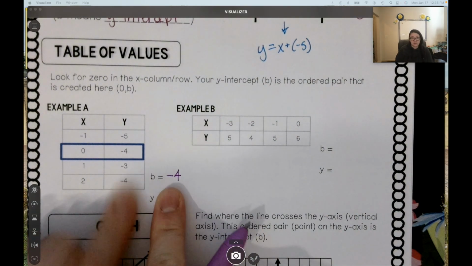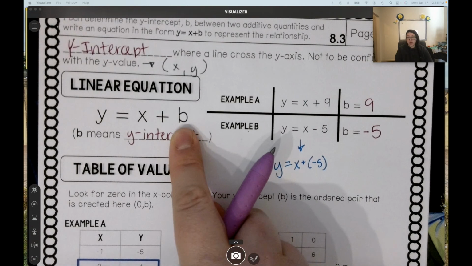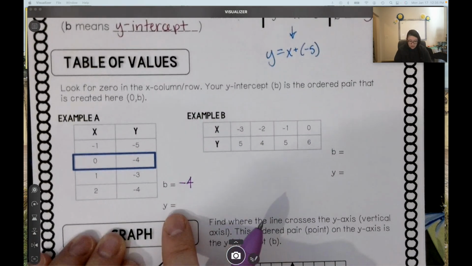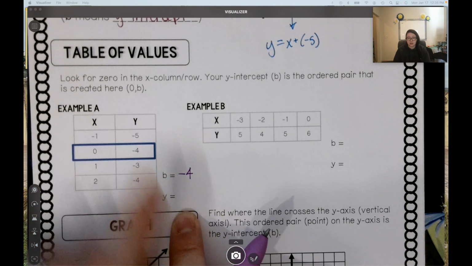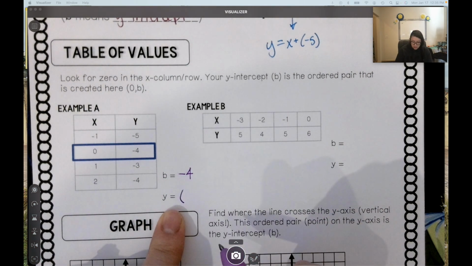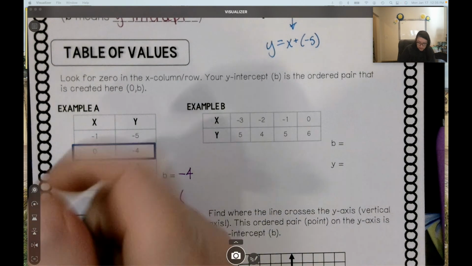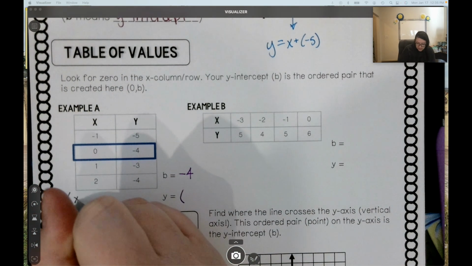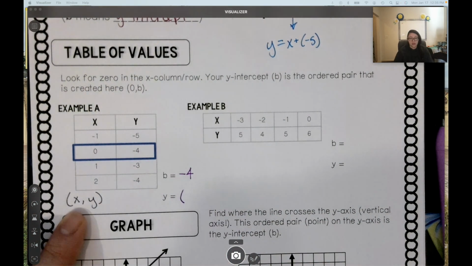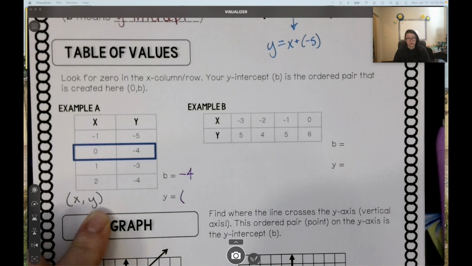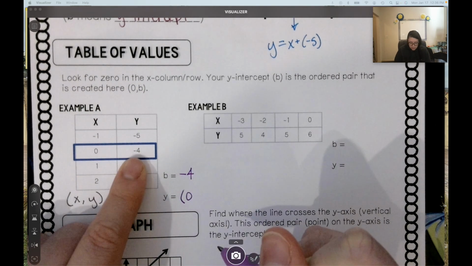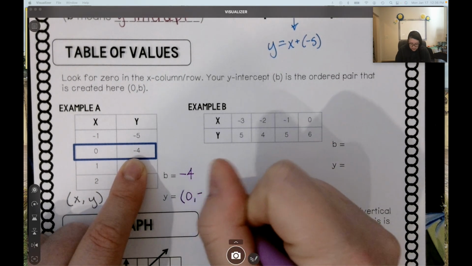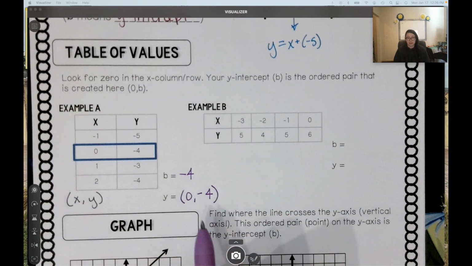If they are just asking for b, they're just wanting that number that would go in your equation. Then here, they want us to write the ordered pair that goes along with that b. The ordered pair, in case you forgot, is written with the x number first and then the y. X and then y, alphabetical order. So where my b is located, my x is at the point 0, and my y is at the point negative 4. And I want to write my ordered pair like that.